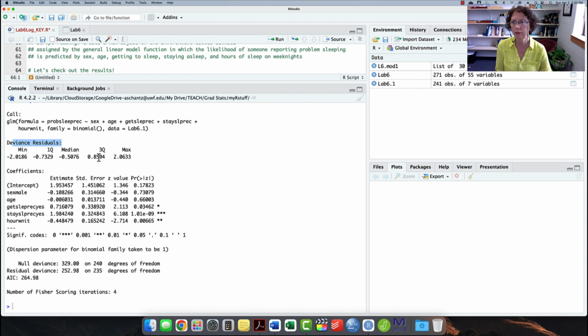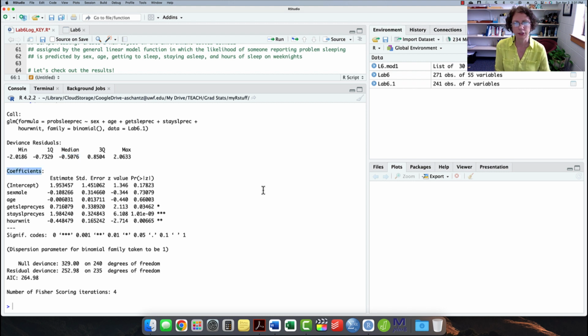And what you're looking for here is that it's kind of symmetrical, that the middle is close to 0, and that the max is 2 and the min is -2. The third quartile is 0.8 and the first quartile is -0.7. So you're looking for kind of a symmetrical deviance and that the middle is pretty close to 0. But again, deviance is telling us how off the model is fitting the real data, and that's an indicator.